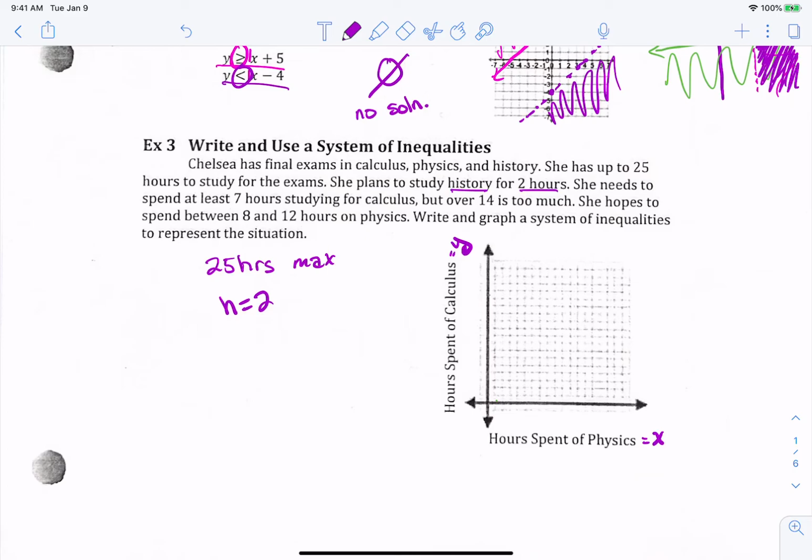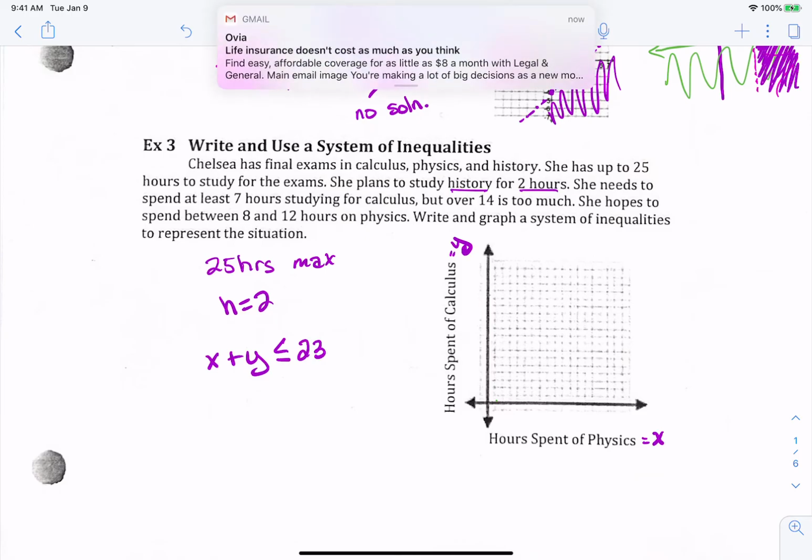All right, so let's talk about x and y. X plus y together has to be what? Less than or equal to 25. Technically 23, yes, because we're already doing history for 2 hours, right? Okay, you guys understand why that is? X and y, the number of hours added together, has to be less than or equal to 23. So that's probably the hardest one that we have of all.